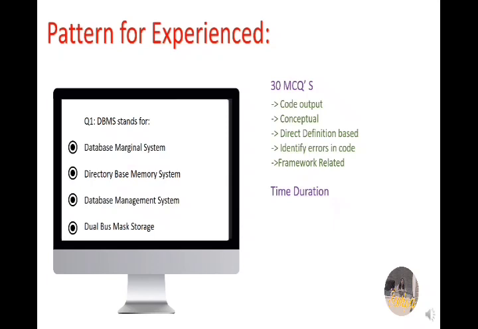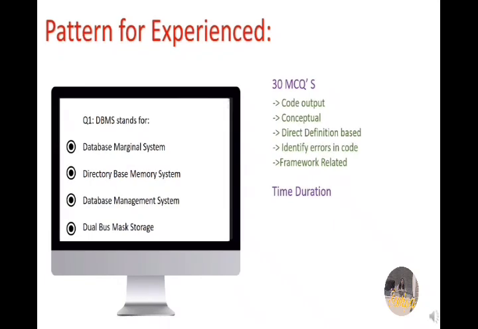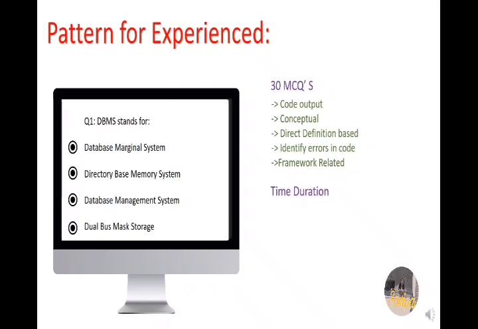The next thing will be to identify errors in the code. They may give some errors in the code, and you need to identify those bugs. And the fifth thing may be framework related questions. So be prepared with these scenarios, and the time duration for this exam is 40 minutes.